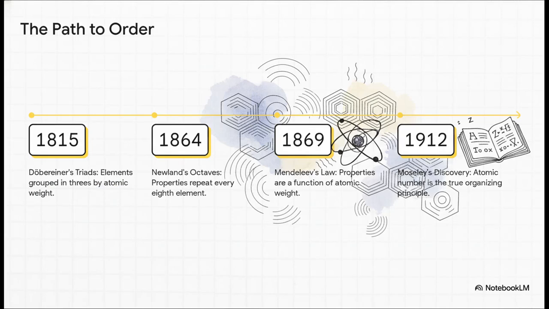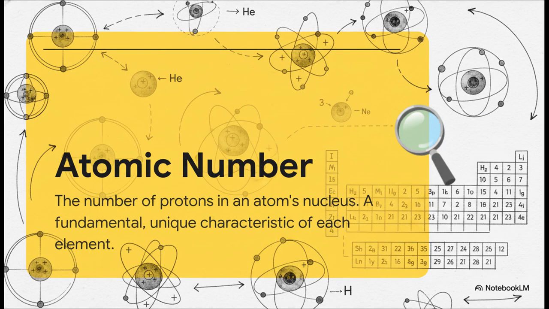So in 1912, a physicist named Henry Moseley was studying elements, and he discovered a property that was even more fundamental than their weight, one that would finally perfect the table. He found the atomic number, and it's really simple. It's just the number of protons in an atom's nucleus. Now, unlike atomic weight, it's a clean, whole number that is unique to every single element. Hydrogen is 1, helium is 2, and so on.